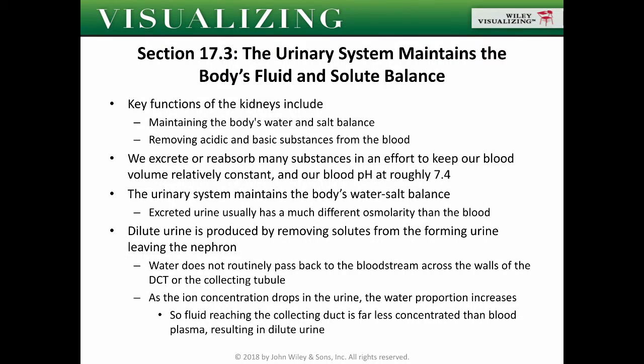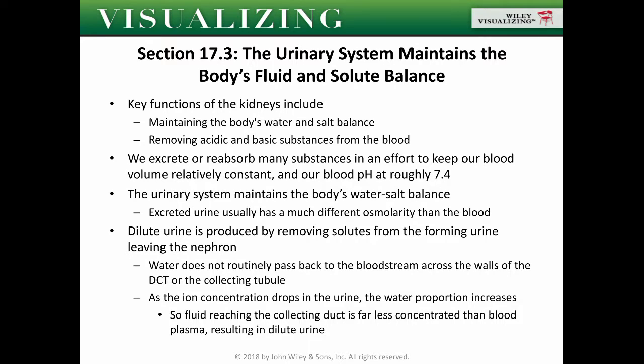So now, after we have looked at how urine is formed and expelled from the body, let's look at how the fluid and solute balance is maintained by the urinary system. So let's look back again at the kidneys. The kidneys maintain the body's water and salt balance. They remove the acidic and basic substances from the blood. So we either excrete or absorb substances in an effort to keep our blood volume relatively constant and our blood pH at roughly 7.4. That is slightly basic; 7.0 is the neutral one. So 7.4 is a very little bit basic.